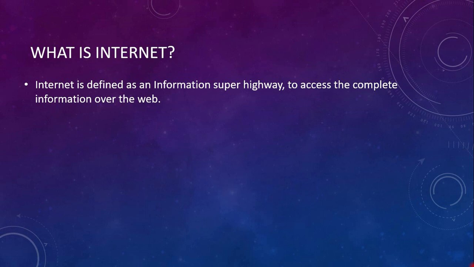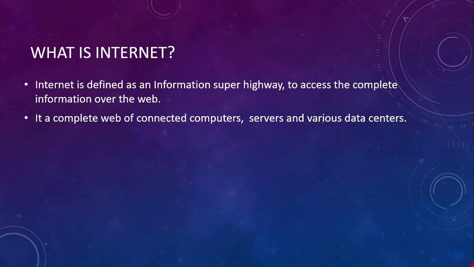Internet is defined as an information superhighway to access the complete information over the web. So internet is basically just like a highway, the connection between the two computers. Suppose you have A and B computer. Computer A has some particular information which B wants to access. So he will be using a network that will help him get the data from computer A. The means by which it is being transferred is called internet. So it is a network. It is getting connected.